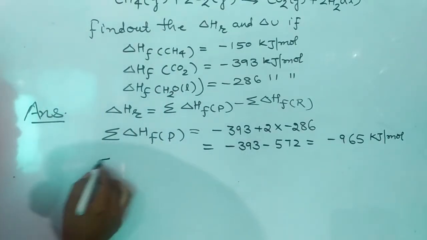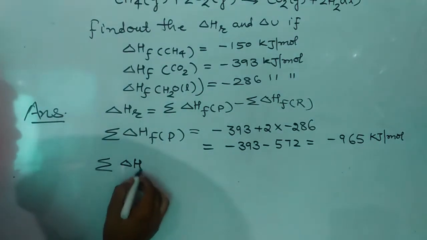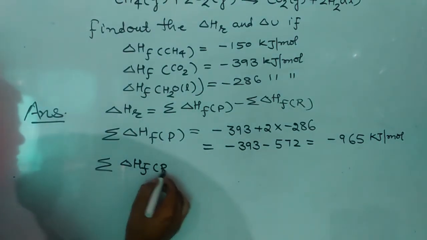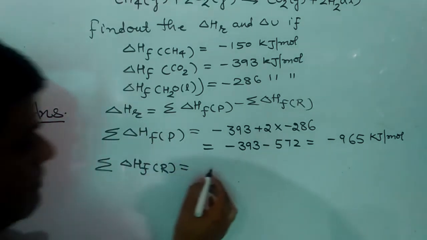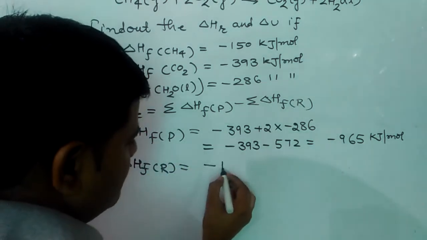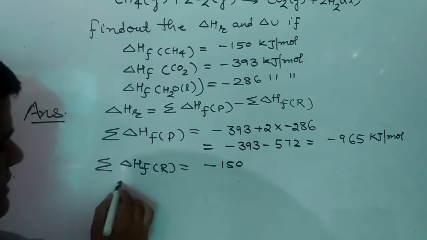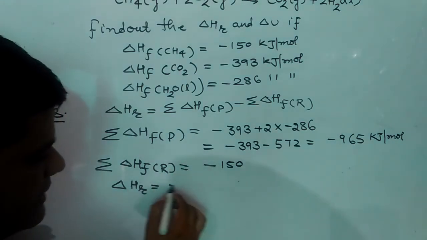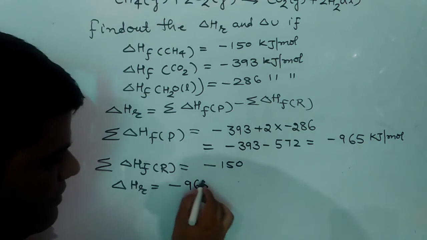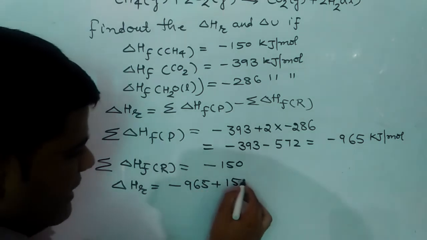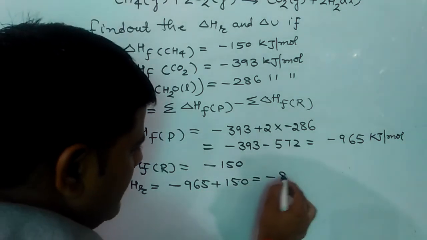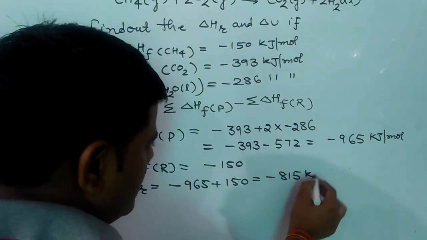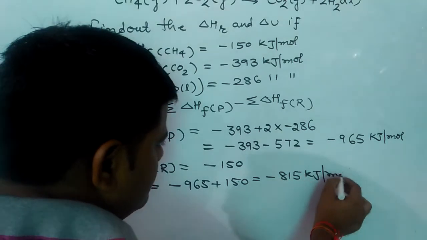Now we have to find out the summation of enthalpy of formation of reactants. Only methane, 1 mole, is there, that's why its value will be minus 150. Hence, enthalpy of reaction comes out to be product minus reactant: minus 965 plus 150, and that comes out to be minus 815 kilojoule per mole.